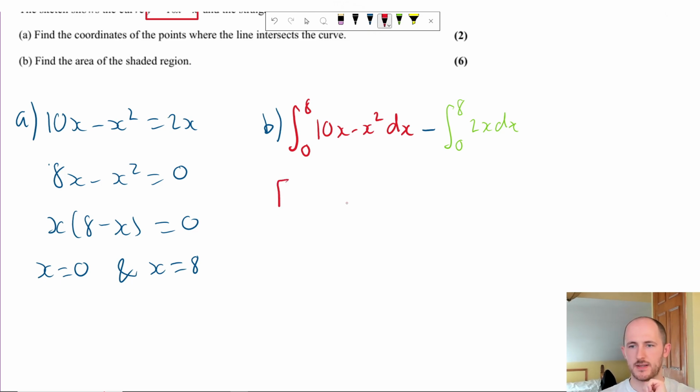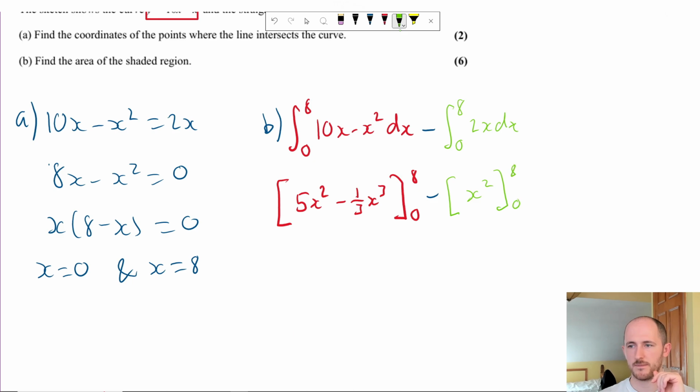So again, let's do this. That would be 10x to the power of 2 divided by 2, so that's 5x squared. Then you're going to have x to the power of 3 divided by 3, so minus a third x cubed. I like to put it that way, but it really doesn't make a difference. I'm not going to write the plus c. I'm hoping you're okay with that now. Then again, that's 2x squared divided by 2, so it's just x squared.